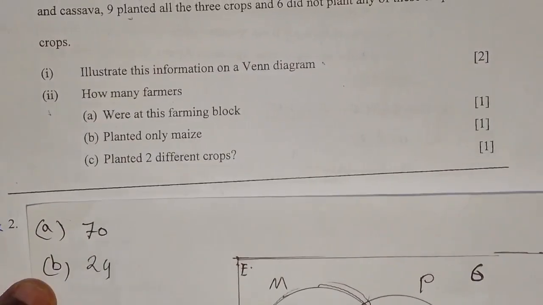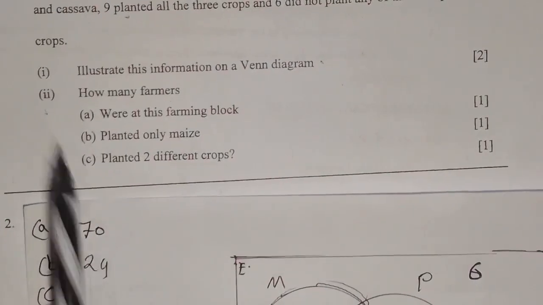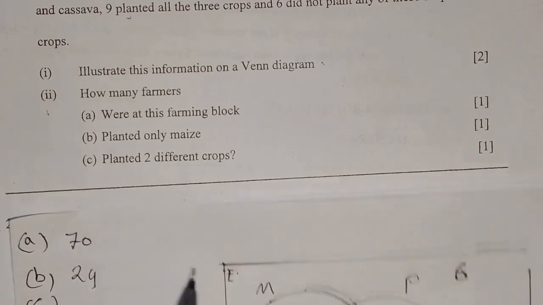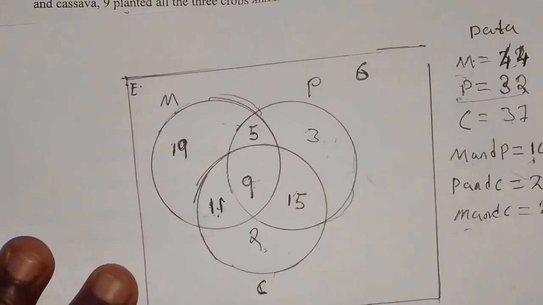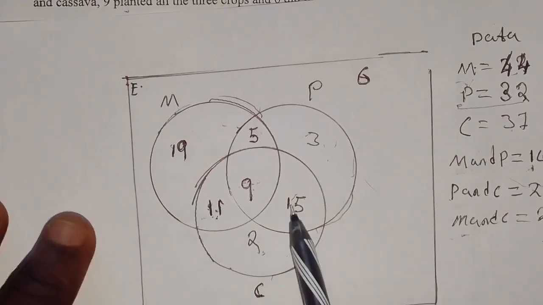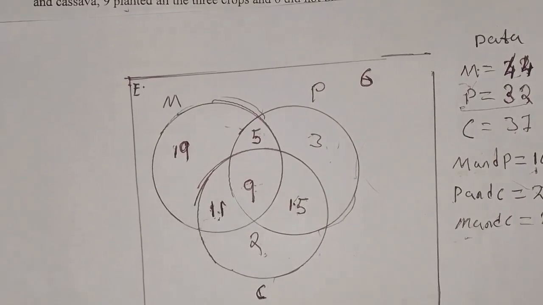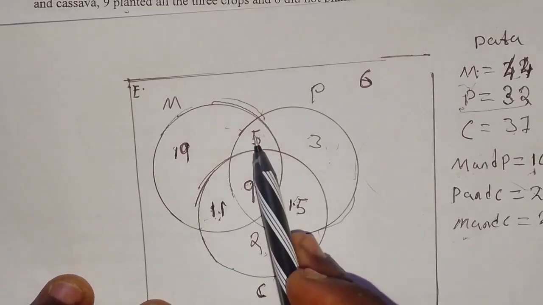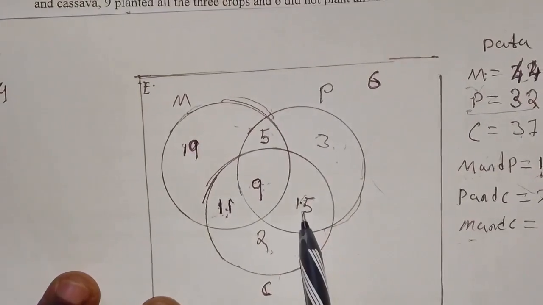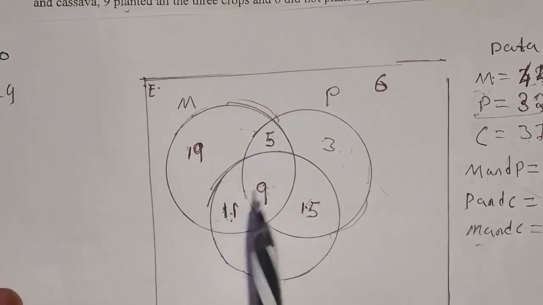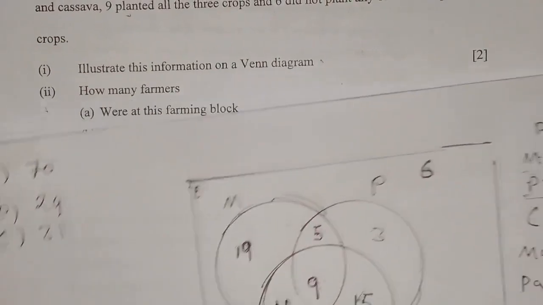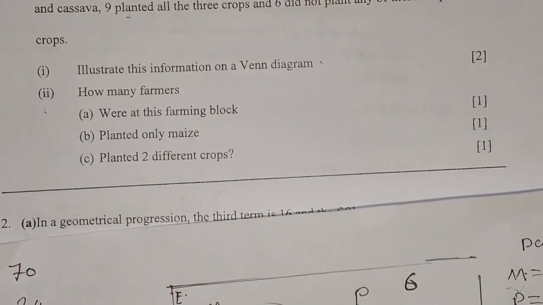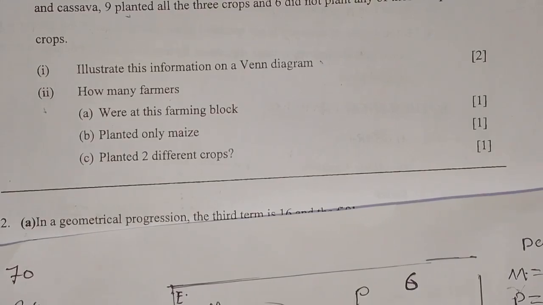Okay, let's now answer C. So how many farmers planted 2 different crops? For 2 different crops, you're going to get these farmers who are sharing the sets. So we have 15, 11 and 5. So 5 plus 15, it will give you 20. 20 plus 11, it will give you 31. So 31 were the farmers who planted two types of crops. Okay, so these were the questions on this past paper.